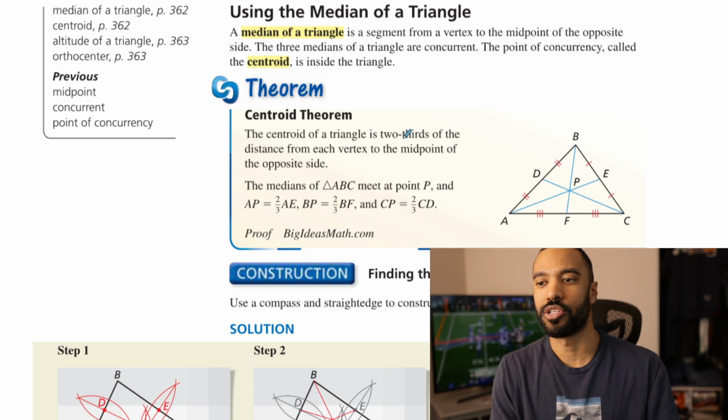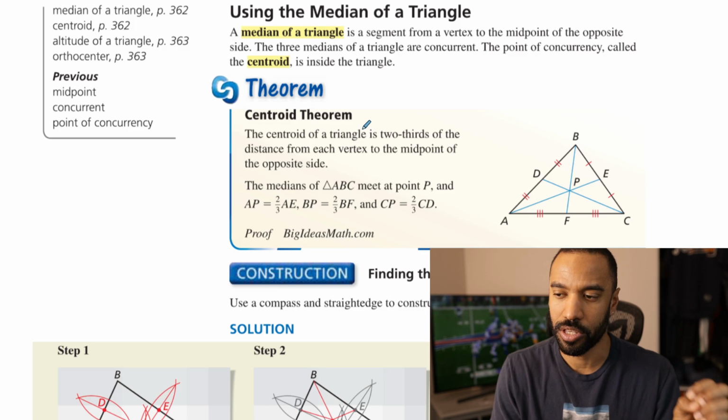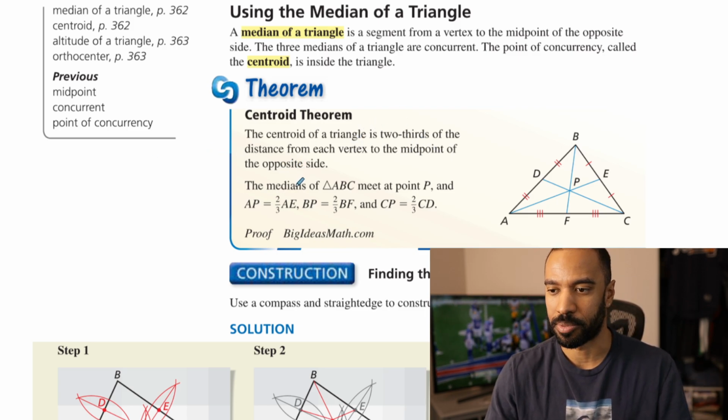Okay, I read that part. Okay, here's your centroid theorem now. When you draw your centroid based off your medians, the centroid of the triangle is 2/3 of the distance from each vertex to the midpoint of the opposite side.